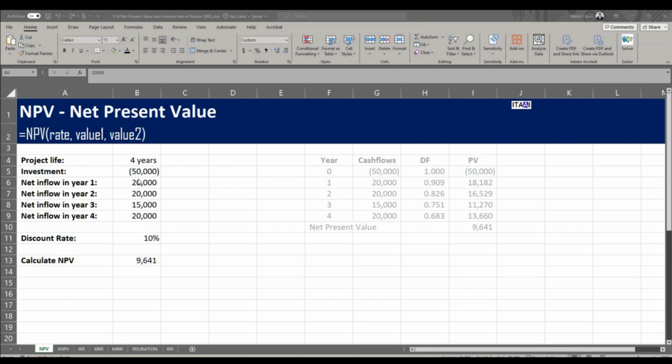And at the end of year one, you made $20,000. So let's call it a net inflow in year one. So that's $20,000 at the end of year two, 20,000 more at the end of year three, and 15,000 at the end of year four. So these are all the inflows for years one, two, three, four. And if I sum them up for all 4 years for the life of the project, the sum I'm getting here is $75,000.